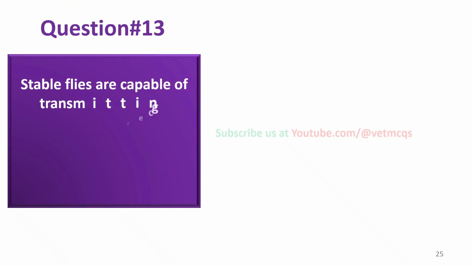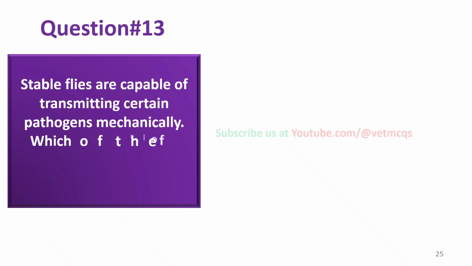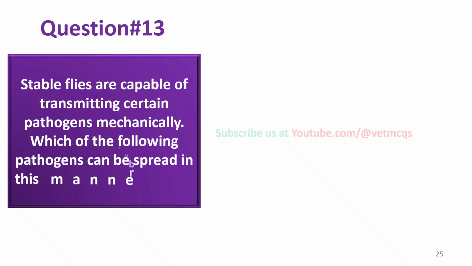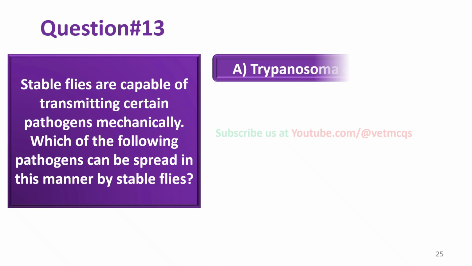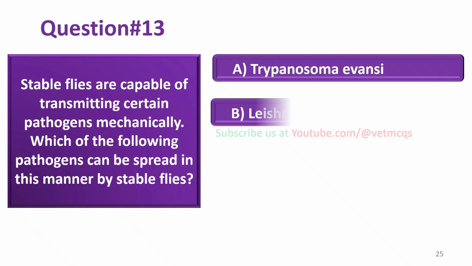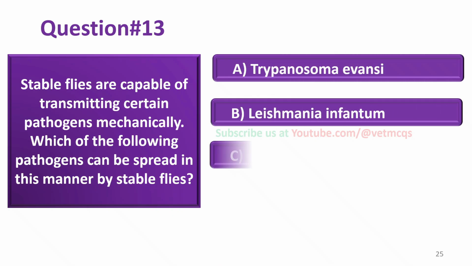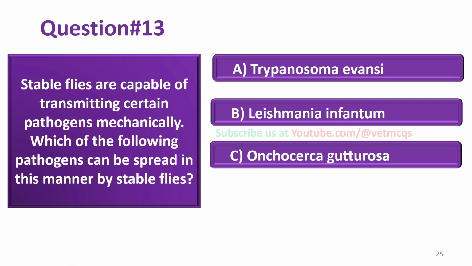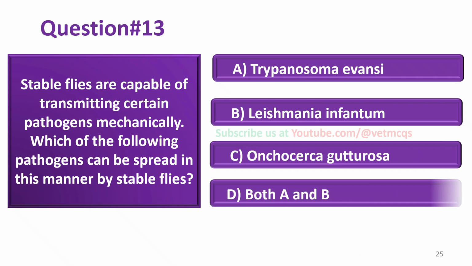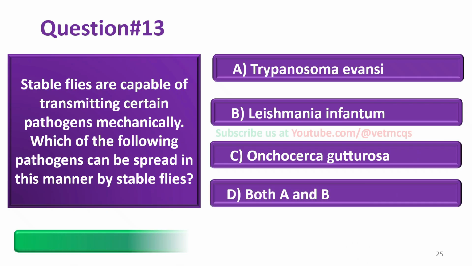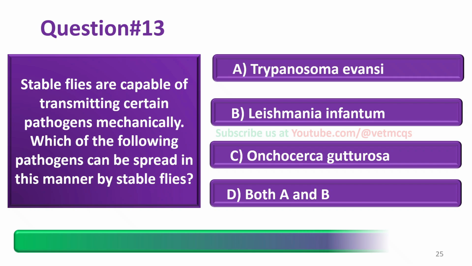Stable flies are capable of transmitting certain pathogens mechanically. Which of the following pathogens can be spread in this manner by stable flies? Trypanosoma evansi, Leishmania infantum, Onchocerca gutturosa, both A and B. And the correct answer is option D, that is both A and B.